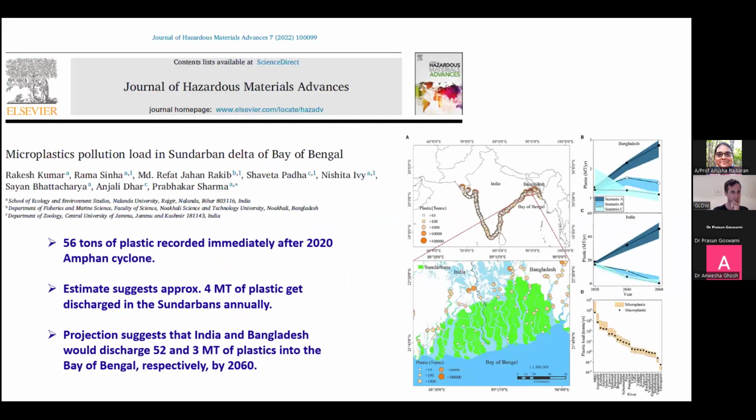So as a result, this is a recent study which was carried out in India. In this work, it was found that in the Indian Sundarbans, almost 56 tons of plastics were recorded immediately after the 2020 Amphan cyclone. It estimated nearly 4 metric tons of plastic get discarded into the Sundarbans annually. The study also projected that nearly 52 metric tons of plastics can build up by 2060 in the Indian Sundarbans in the Bay of Bengal environment.